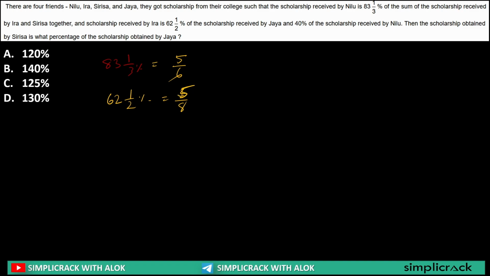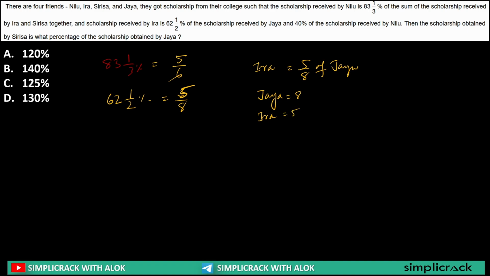1 by 8 is equal to 12.5%. Scholarship received by Jaya. So Ira received 5 by 8 of Jaya. So for an example, scholarship of Jaya is 8. Scholarship of Ira is equal to 5.